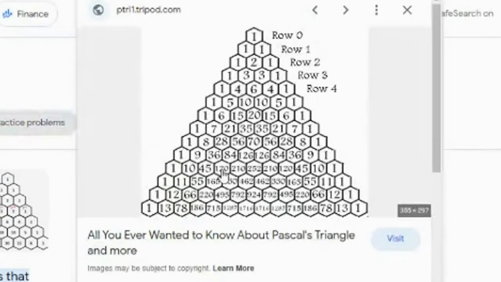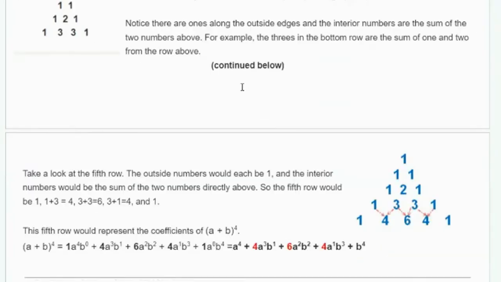See there, it keeps going all the way down. Row 4, row 5, row 6, row 7, row 8, and it'll give you the coefficients on and on and on and on. It's a pretty cool shortcut that Pascal created for us.